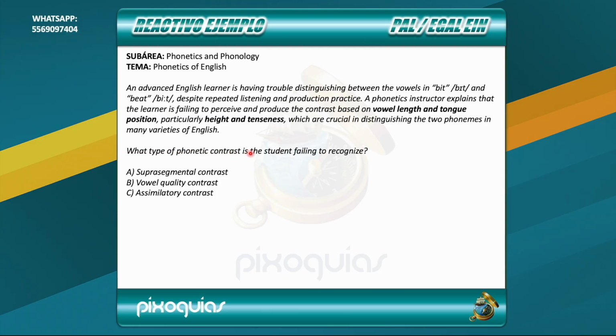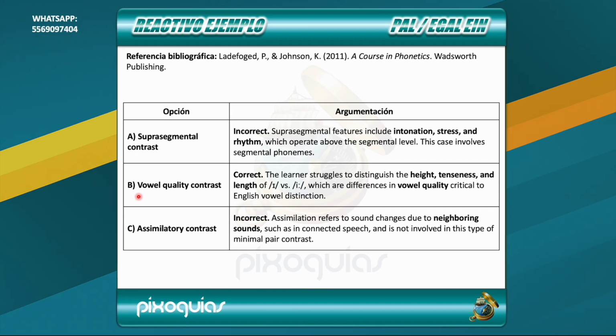What type of phonetic contrast is the student failing to recognize? A. A suprasegmental contrast. B. Vowel quality contrast. Or C. A assimilatory contrast. The correct answer is B. Vowel quality contrast. The learner struggles to distinguish the height, tenseness, and length, /ɪ/ versus /iː/, which are differences in vowel quality critical to English vowel distinction.